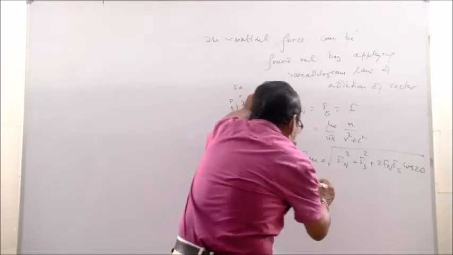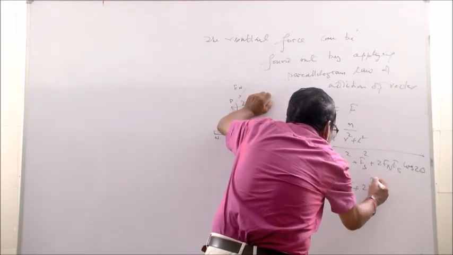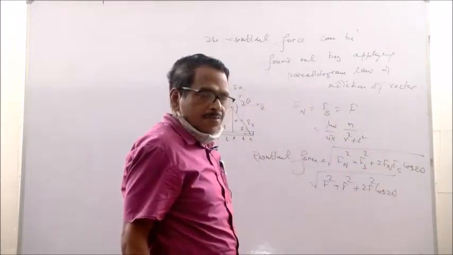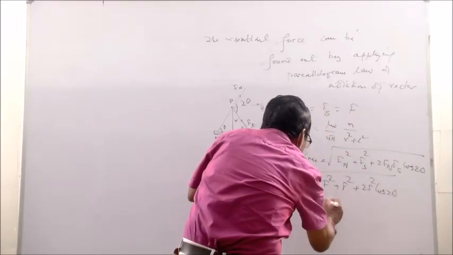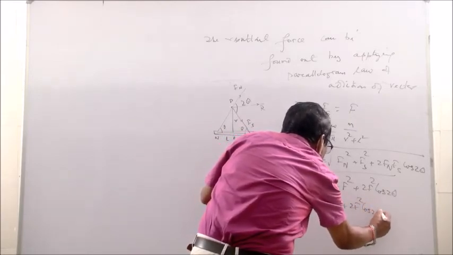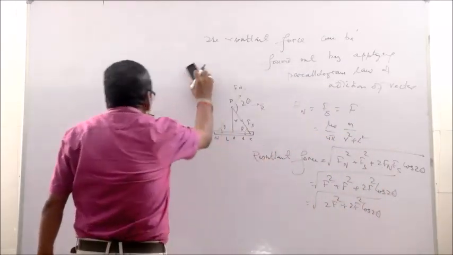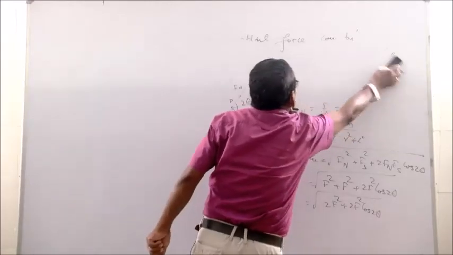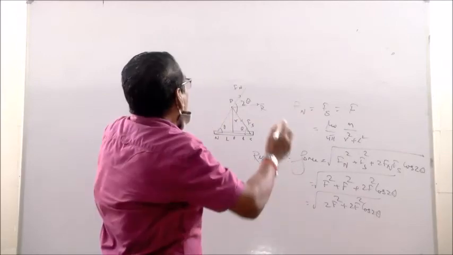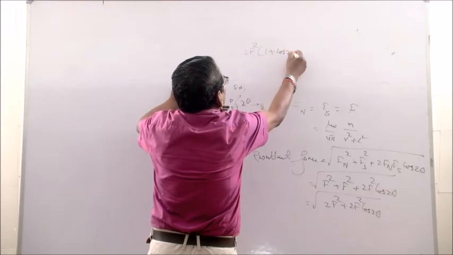Now Fn is equal to Fs. So root over F square plus F square plus 2F square cos 2 theta, that is root over 2F square plus 2F square cos 2 theta. Physics involves a lot of mathematics, so you must be very conversant in mathematics so that you can understand all these things very easily. Let us take 2F square common: root over 2F square into 1 plus cos 2 theta.